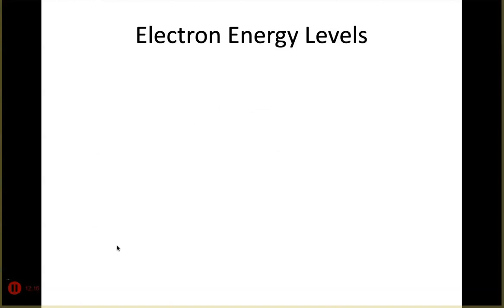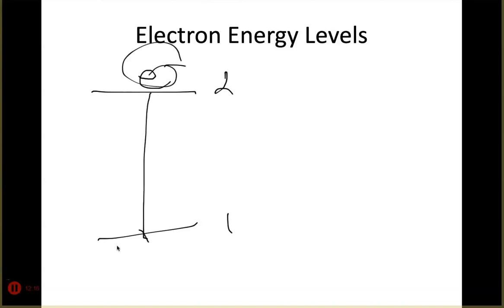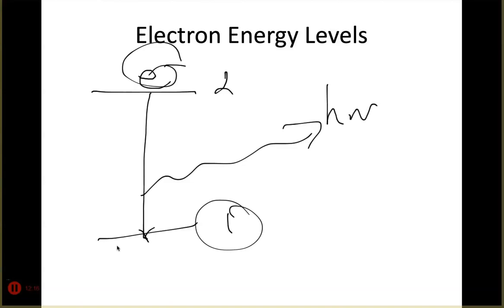However, we rewrite that. Having an electron at a high energy level is unstable. What will happen is this electron will spontaneously fall back to where it came from. But where it came from at energy level 1 was lower energy. So to lose that energy, a photon is emitted, h nu.